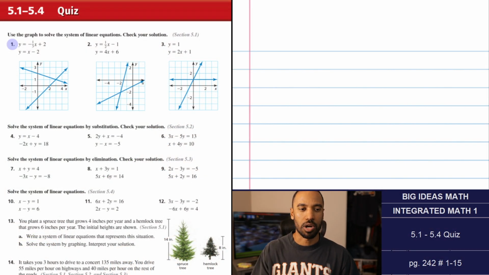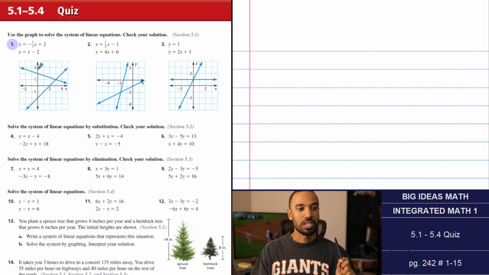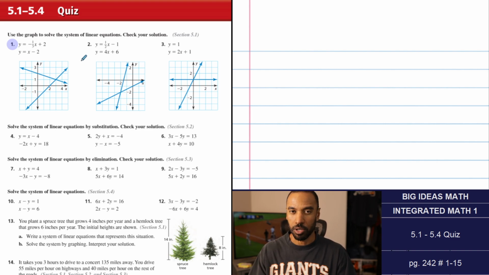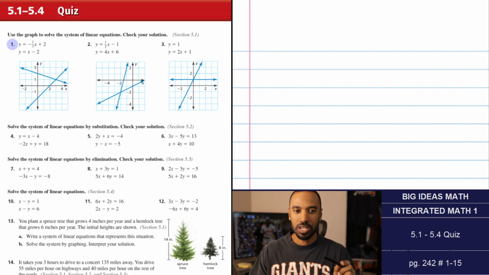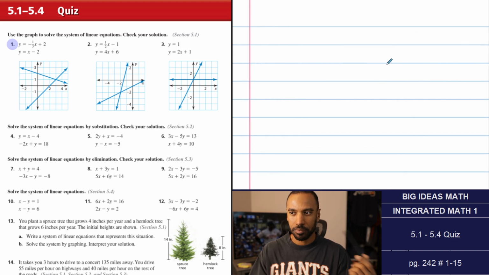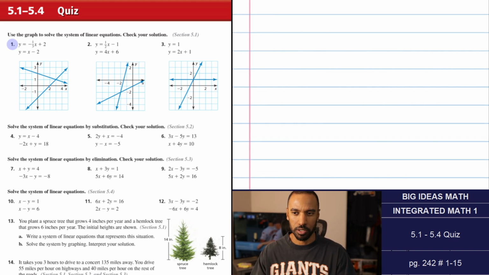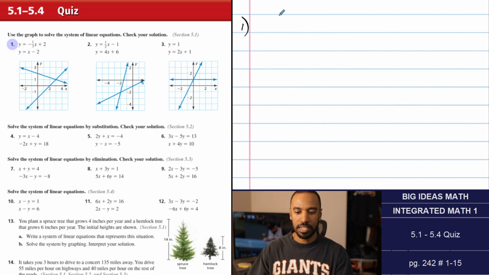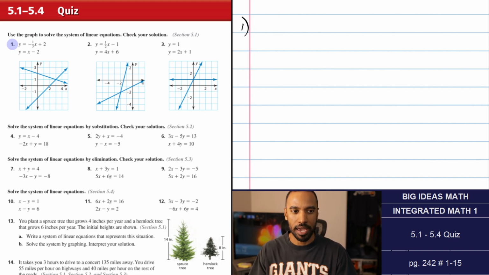We are going to start with numbers 1, 2, and 3. It says use the graph to solve the system of linear equations, so we don't graph ourselves. It does say check your solution, and I think at the time we did it physically, so I'll do it here as well. What I mean by physically is actually plug the numbers in. The idea behind this is there is only one xy that'll work for this system of linear equations.